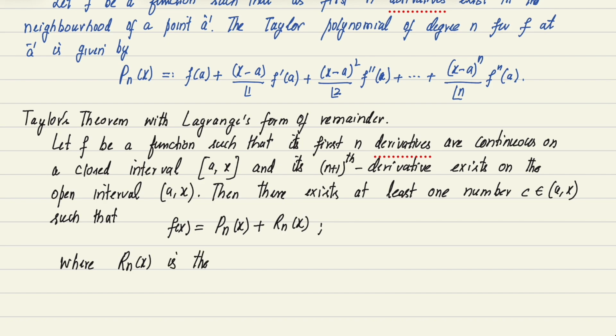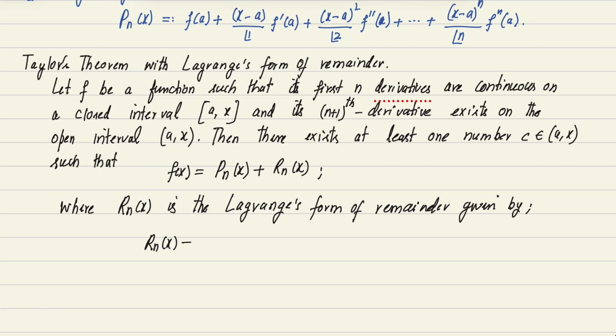the Lagrange's form of remainder, given by Rn of x is equal to f (n plus 1) at c divided by (n plus 1) factorial into (x minus a) power (n plus 1). So this is Taylor's theorem with Lagrange's form of remainder. So this approximates f of x with Pn of x plus Rn of x, where the Lagrange's form of remainder Rn of x is defined as f (n plus 1) of c by (n plus 1) factorial into (x minus a) power (n plus 1).